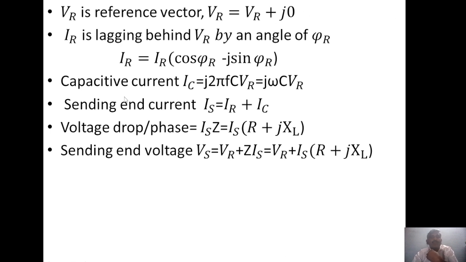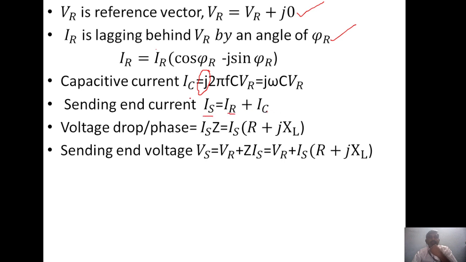Look at the formulas. Usually from the phasor diagram, step by step it is written in formula. VR is taken as reference, and IR and phi R are both lagging in nature. So IR in vector form you can write as IR into cos phi R minus j sin phi R. Then the formula for the capacitor current: it is reactive in nature, so it is mentioned with j, that is j omega C VR.